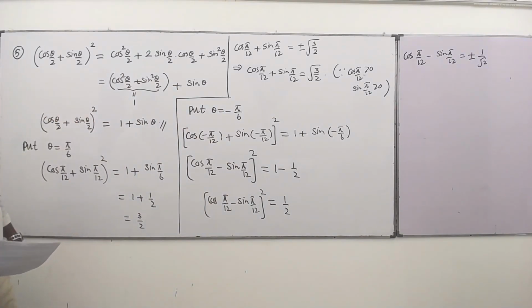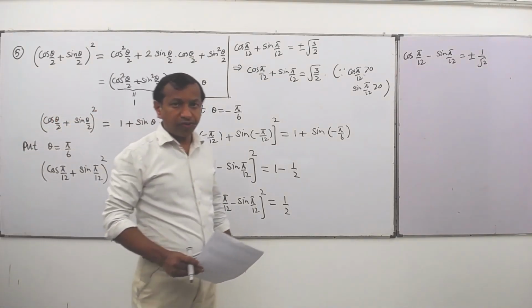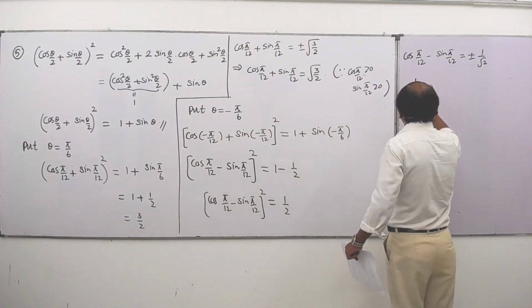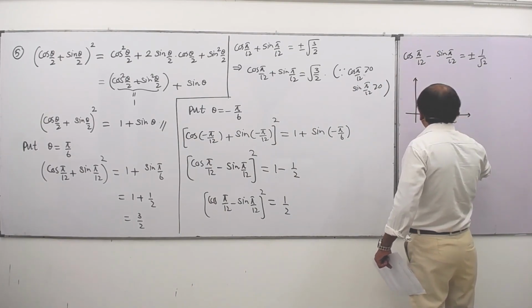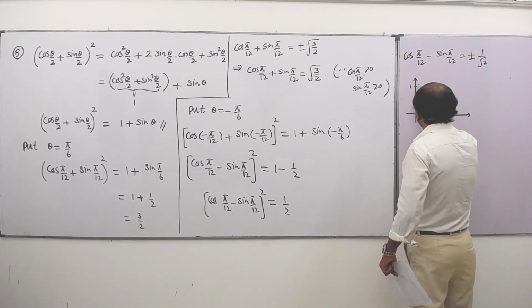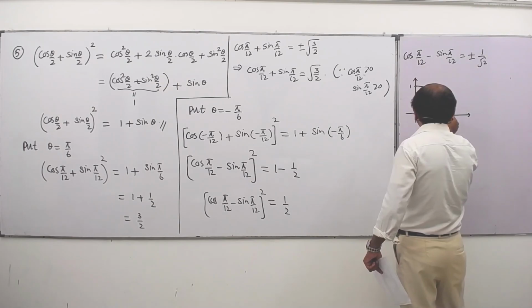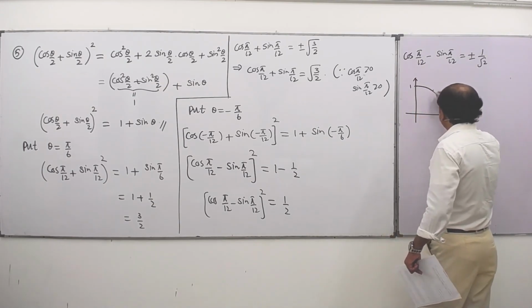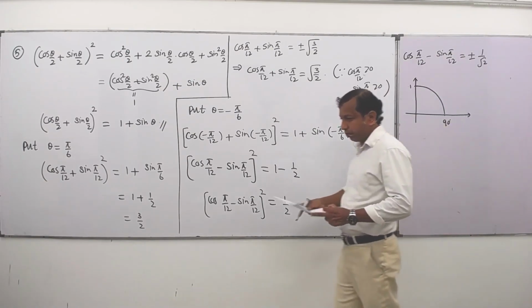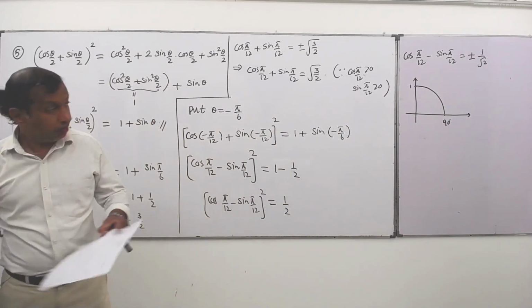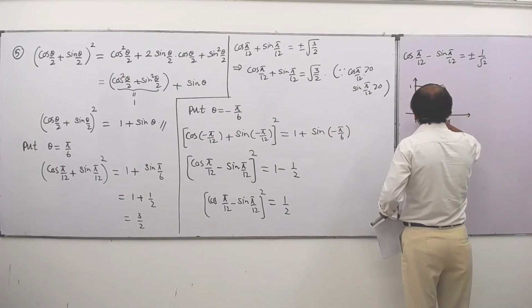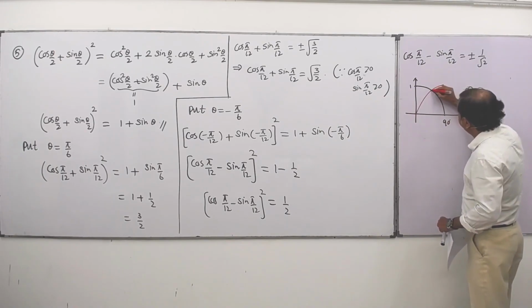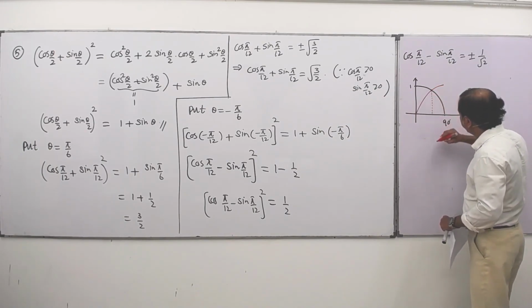Okay, now what sign have we selected there? People, you know, pi by 12 means 15 degrees, no? When you draw the cos graph and sine graph both in the same diagram, right? Cos 0 is 1, cos 90 is 0. This is a cos graph. When you draw the sine graph, sine 0 is 0, sine 90 is 1. Here we have. Right. You know people, these two graphs intersect at 45.